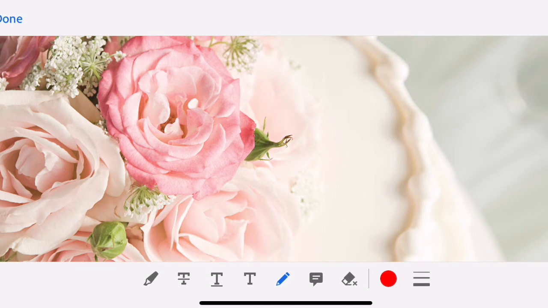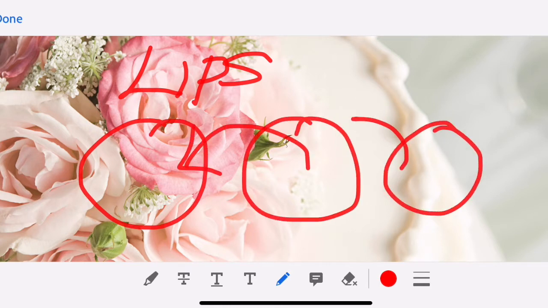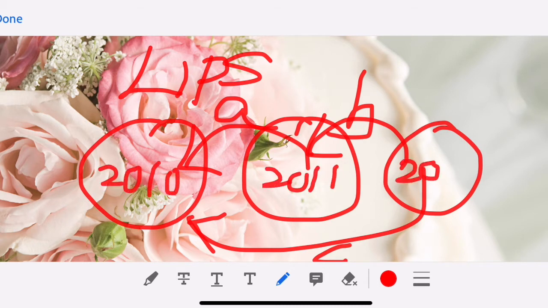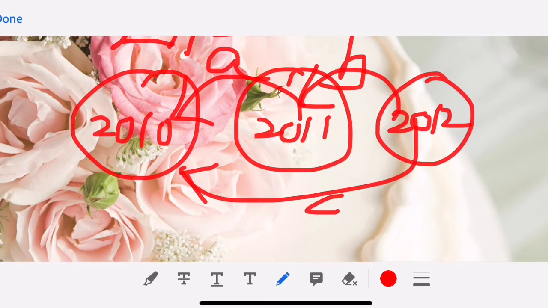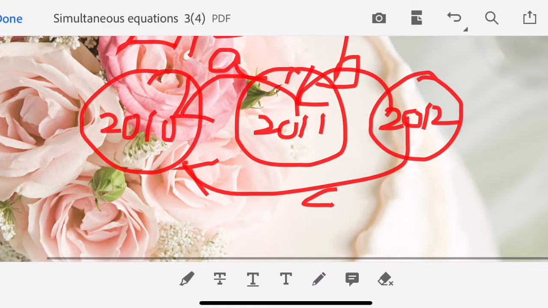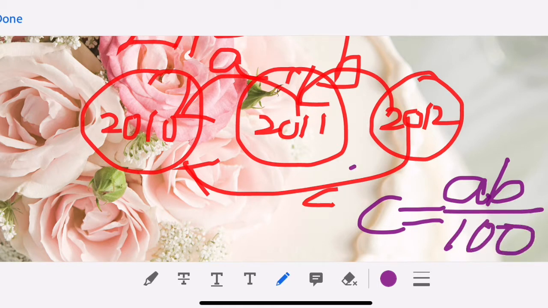One I call the ellipse method, whereby I will draw 3 circles, and for each circle I will label as A, B, and C. Let's say these are 2010, 2011, and 2012. The years you have to arrange in ascending order. Then the formula is just a simple formula: C is equal to AB over 100. So if you want to use the ellipse method, you have to memorize the formula.